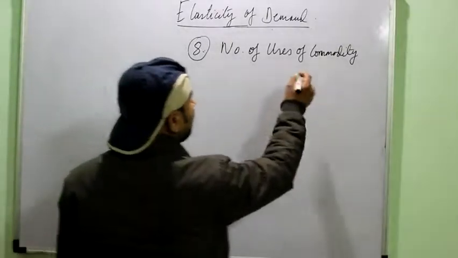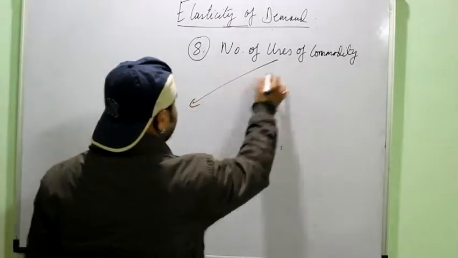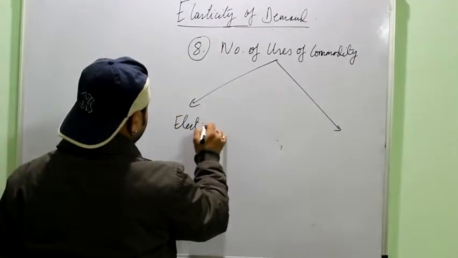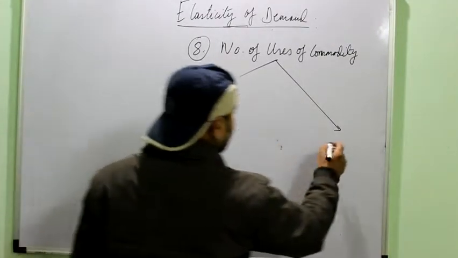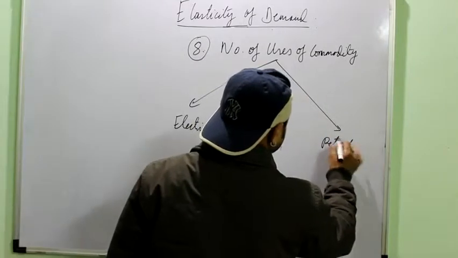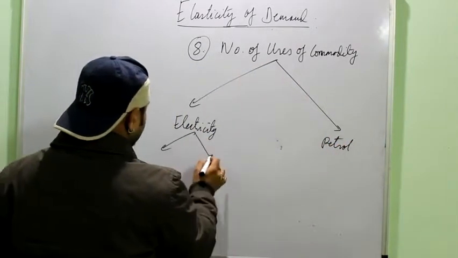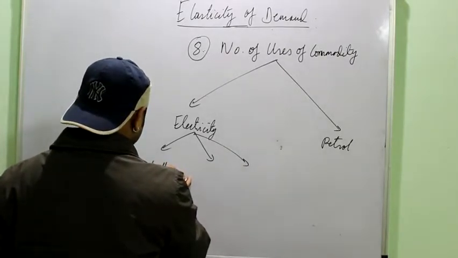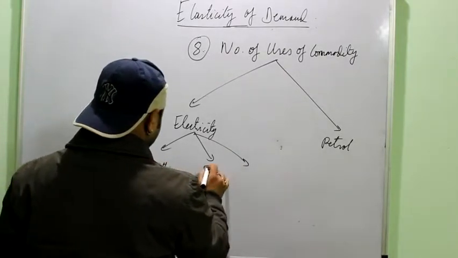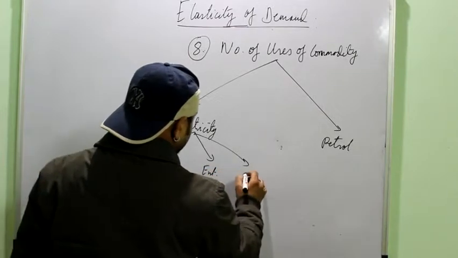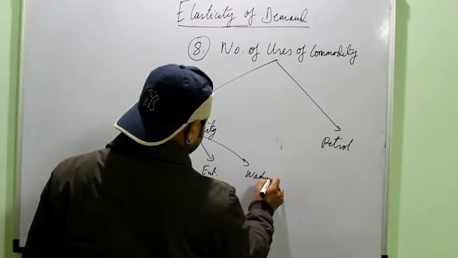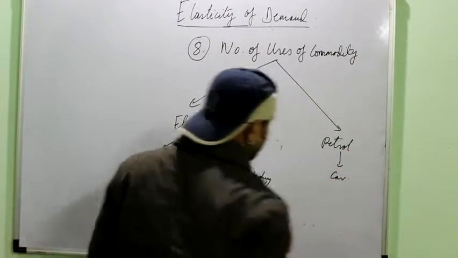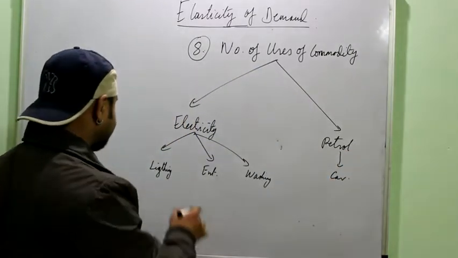How does the number of uses of a commodity affect the elasticity? Again, we can take two simple examples, say electricity and say petrol. Electricity you are using at home, say for lighting, say for entertainment, say for washing. Petrol you are using only to run your car or any other vehicle, right?